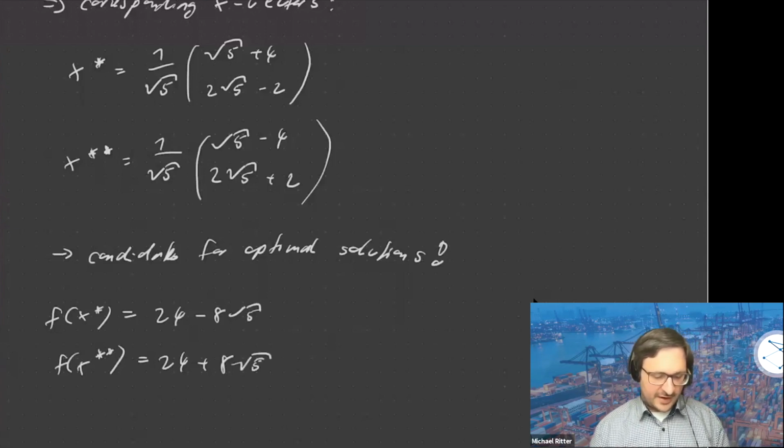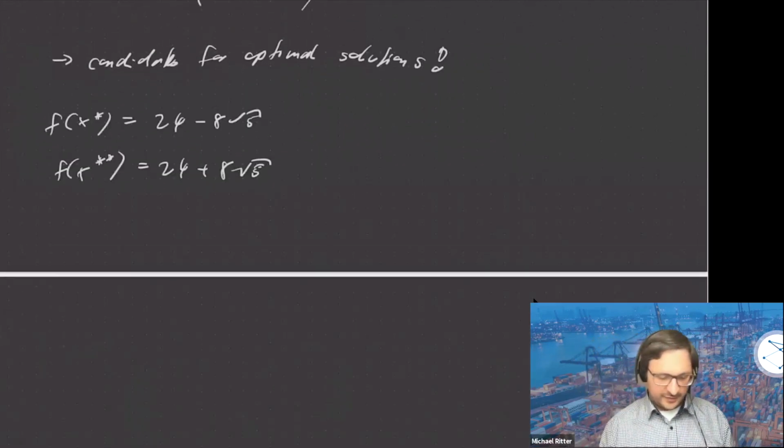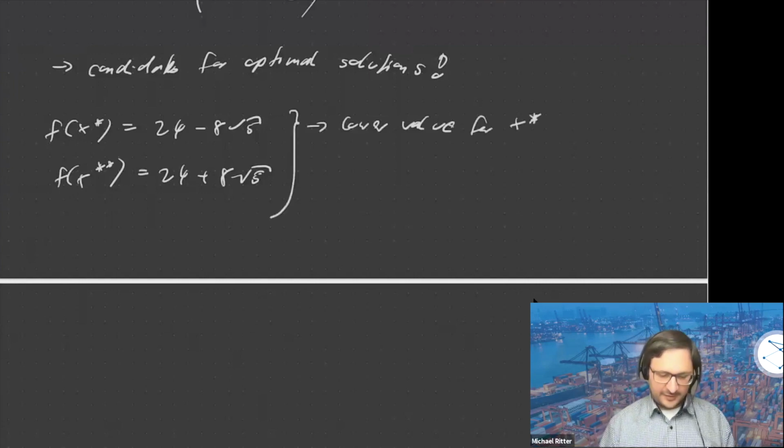So you can easily see that the first point has a lower function value. Lower value for x star. Right, I have 24 and I'm subtracting something, and in the other case I'm adding something, so that can't be better. So we're minimizing, and that means this first point x star, that is our optimal solution.